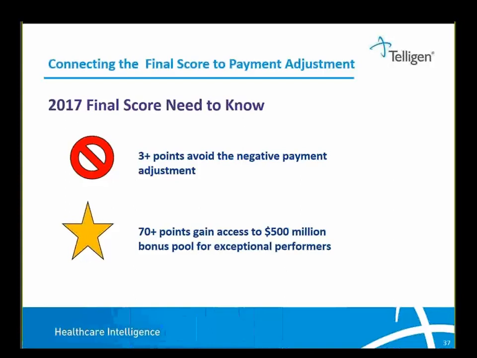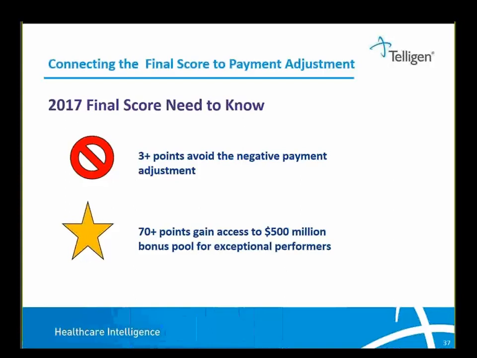Just 2 things that you really need to know. You want to submit the data to earn 3 points to avoid the negative payment adjustment. Or, you want to strategize to earn 70 points or more to gain access to the $500 million bonus pool for exceptional performance. Those are the 2 things you want to think about when you're strategizing.